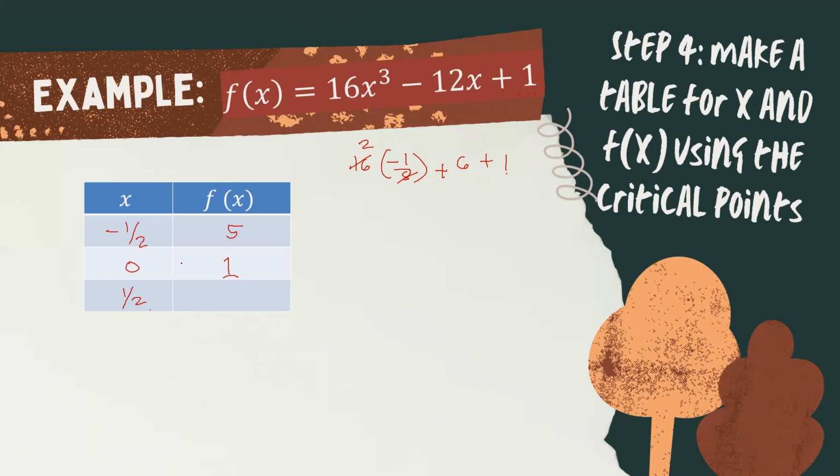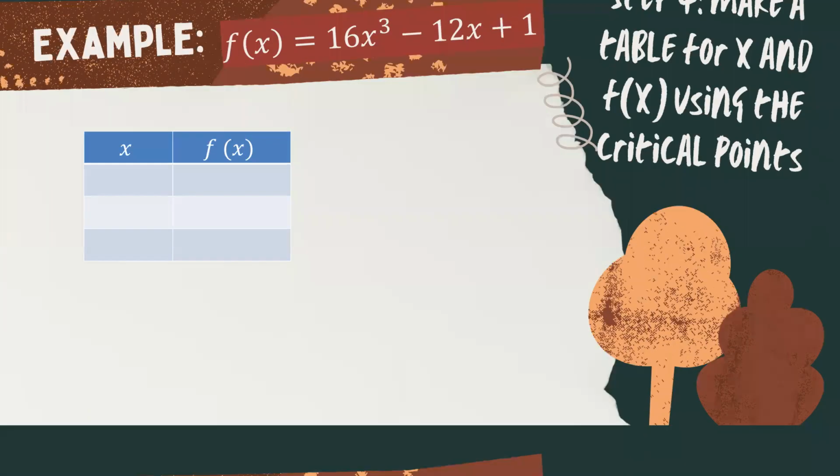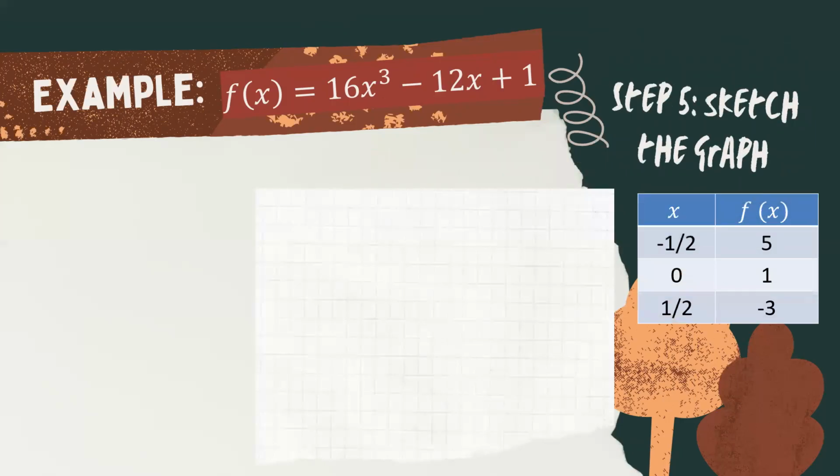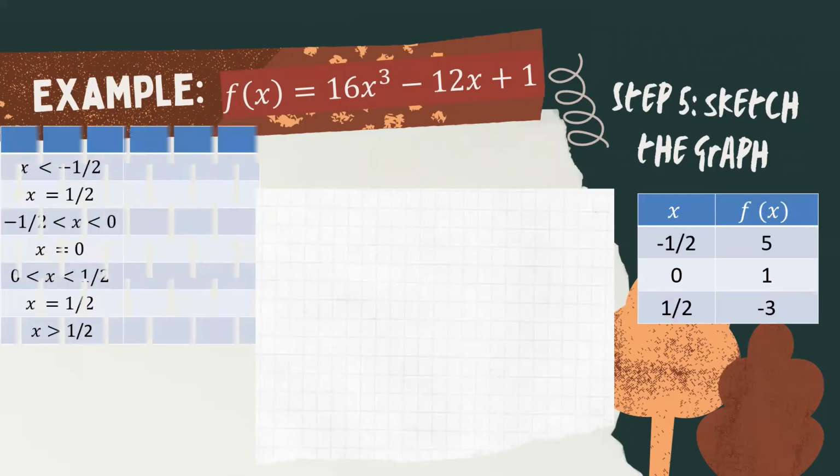Now for x equals 1/2, that will be 16 times 1/8 minus 12 times 1/2 minus 6 plus 1. This is 2. 2 plus 1 is 3 minus 6, so this is negative 3. Ayan, so 5, 1, negative 3. So step 5, to sketch the graph, we need those ordered pairs. Kailangan natin yung ordered pairs na yan, as well as yung behavior dito sa function na to.